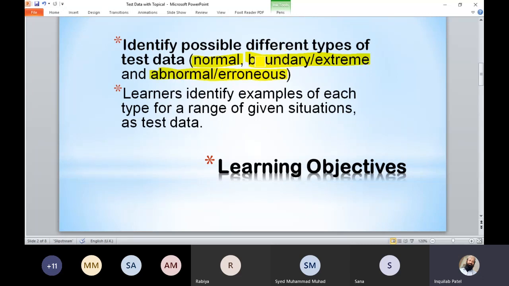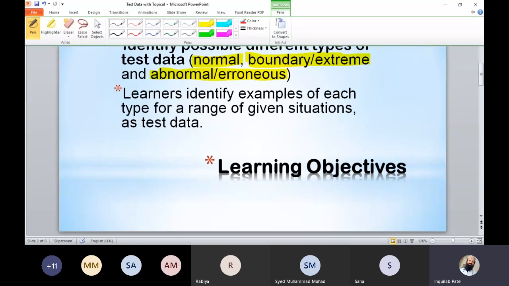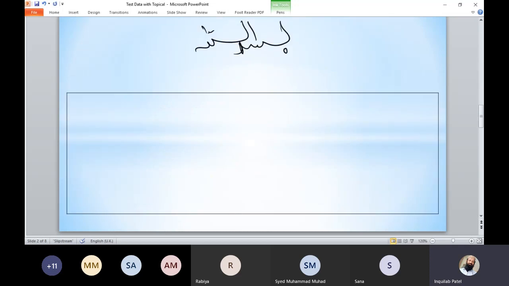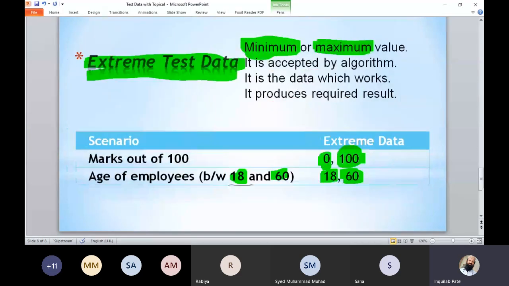But here, between boundary and extreme data, there is a minor difference. When we are going to solve the question, we will check it. When should we use extreme data and when should we use boundary data?